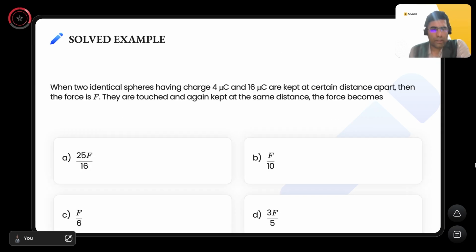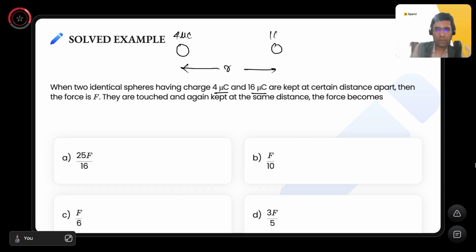When two identical spheres having charge 4 microcoulomb and 16 microcoulomb are kept at a certain distance apart, then the force is F. If they are touched and kept again at the same distance, the force becomes? Such kind of questions have been asked in the past, and it is very likely that such questions can be asked in the future as well. So it makes it important. So let's say we have two small spheres separated by some distance r, and they have charges 4 microcoulomb and 16 microcoulomb. So the force between them will be k into 4 into 16 into 10 to the power minus 12 upon r square.